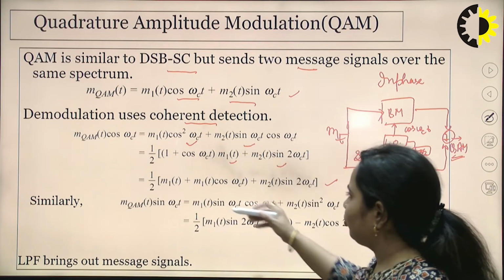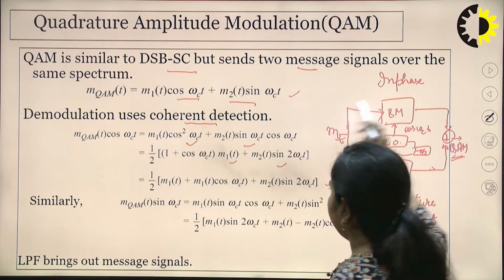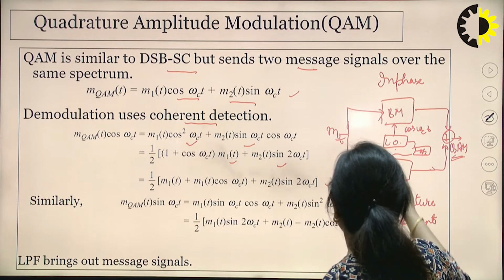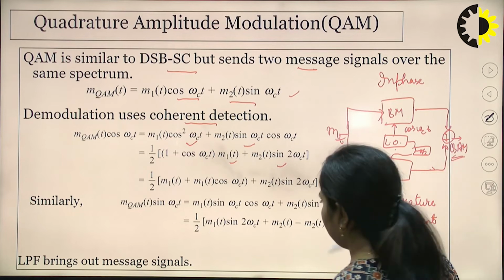Now these are the two terms: the first one is m_QAM multiplied by cos ωct, and the other is m_QAM multiplied by sin ωct. So this is how both are then added together.